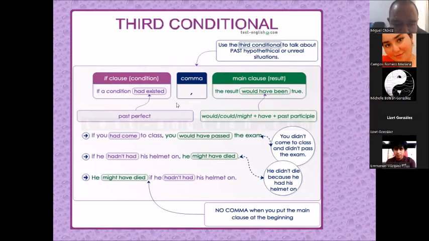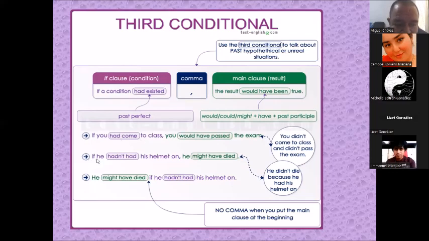Let's see some examples. If you had come to class, check that this if clause is in the past perfect: had, then past participle. Comma, you would have passed the exam. The second clause follows the structure would have, then the past participle. This sentence means you didn't come to class and didn't pass the exam.